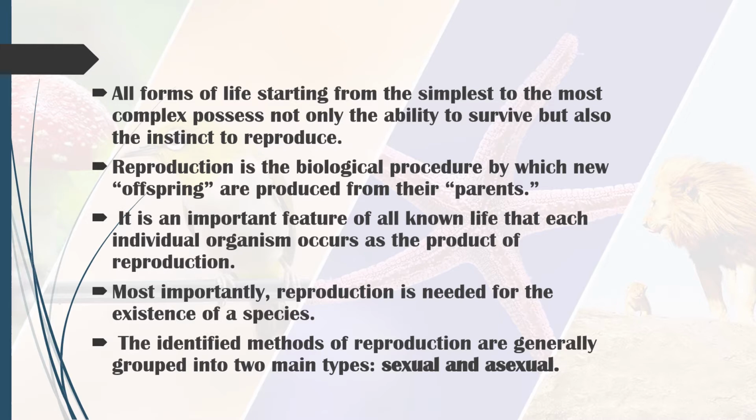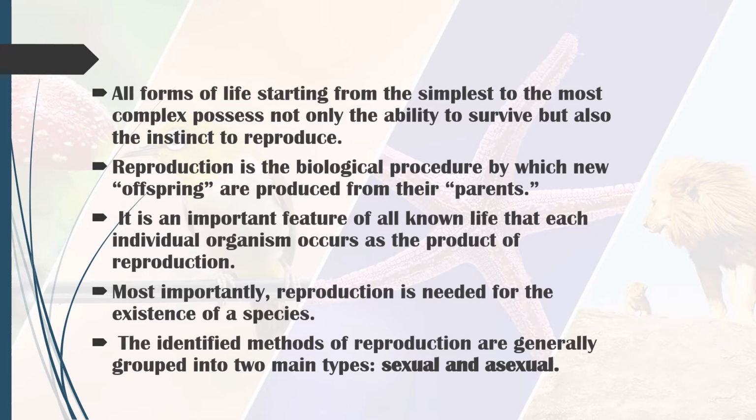Reproduction is the biological procedure by which new offspring are produced from their parents. So reproduction must involve a parent in order to produce an offspring. It is an important feature of all known life that each individual organism occurs as the product of reproduction. Most importantly, reproduction is needed for the existence of species. Why do you think? Okay, so we need to reproduce in order to exist, right?